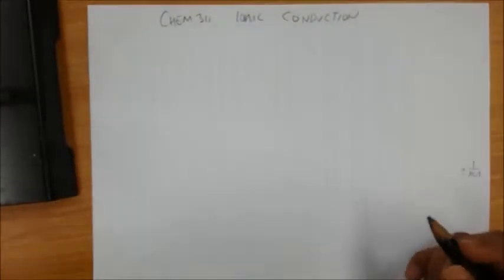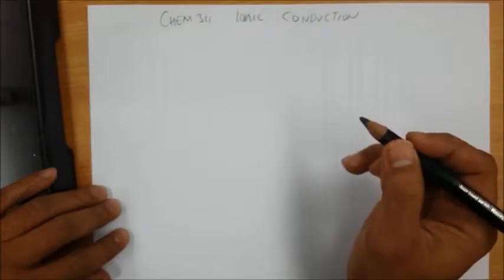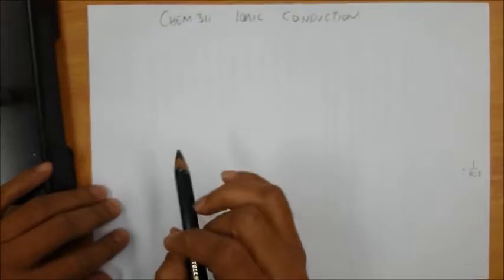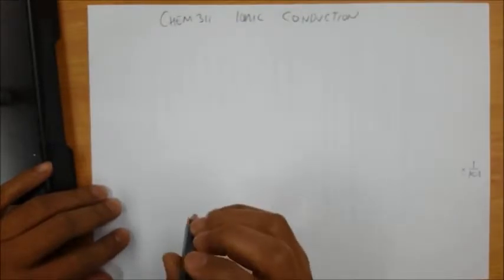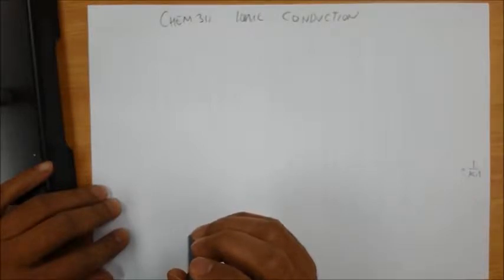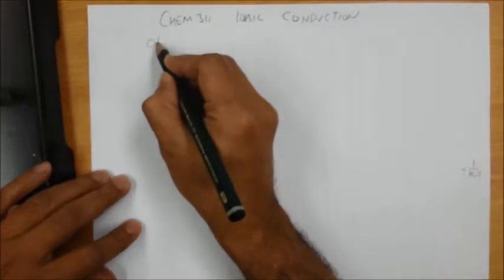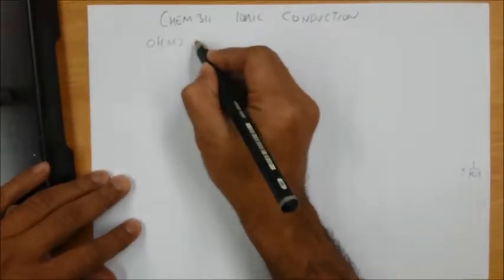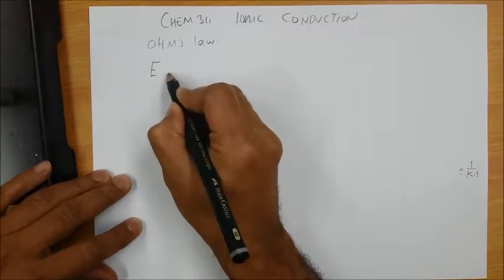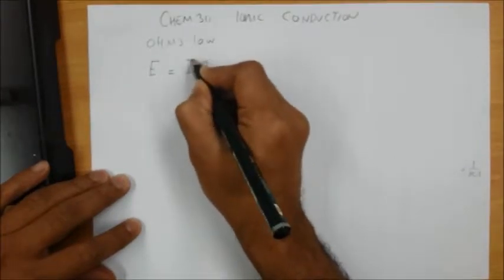Okay. Right. So this is a lecture on ionic conduction, a part of chapter 10 in chemistry 311. So we're going to discuss transport phenomena of ions in an electrolyte system. The basis of this is Ohm's law, where the potential is a function of the current times the resistance.